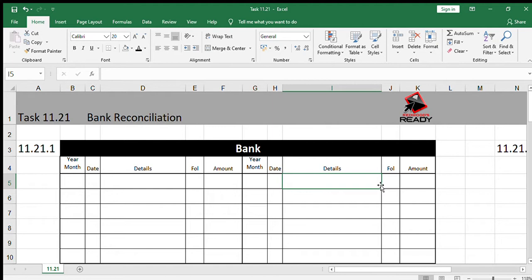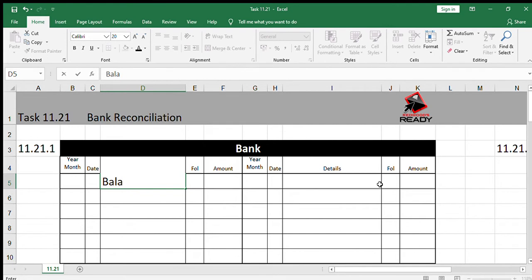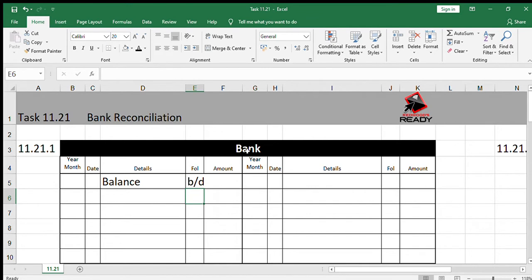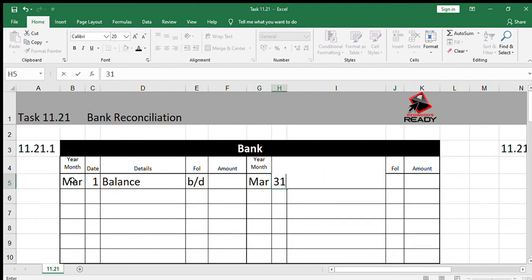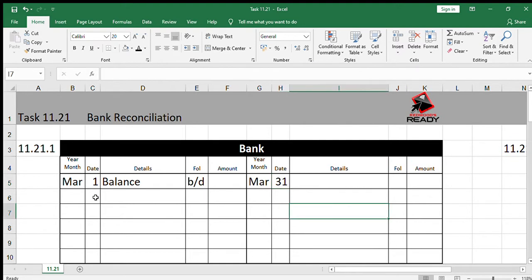Remember that the format of the bank account is always the same. The only difference is the balance brought down can either be on the debit side like it is here, if it's a favorable balance, or else it can be on the credit side if it's an unfavorable balance. So this was on March the 1st. Remember, bank reconciliations are prepared every month. So when you're doing a ledger account, it's always just for 1 month. So our balance brought down is on the first day of the month, and then everything else happens at the end of the month, so on the 31st of March.